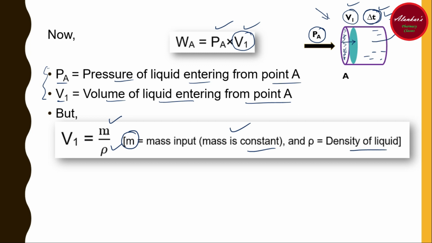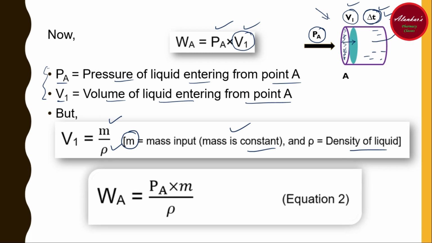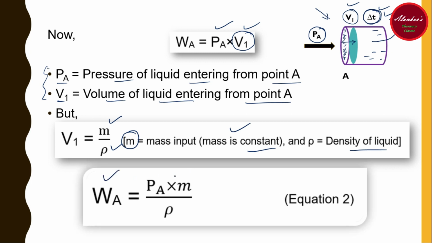V1 can also be written as mass divided by the density, and therefore the work input can be written as PA. We are actually just putting the value of V1 in this equation. That's why this WA equals PA multiplied by m divided by rho. And let us assume that this is equation 2.